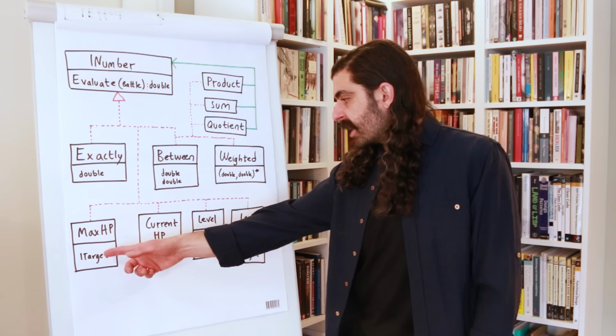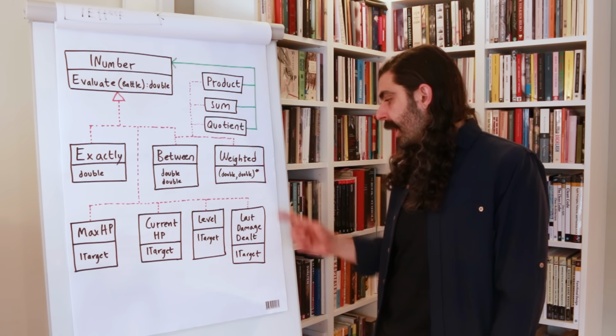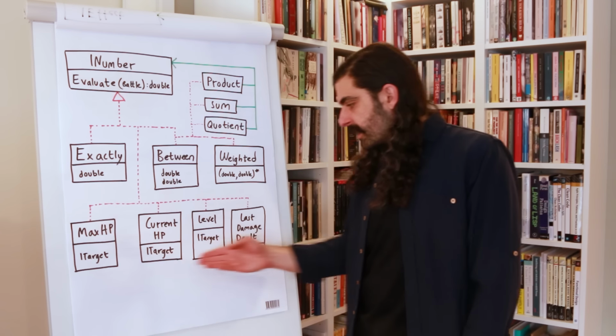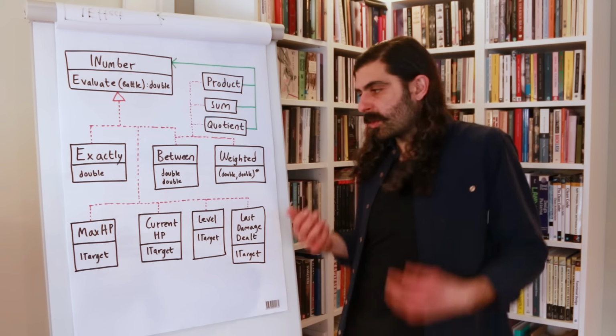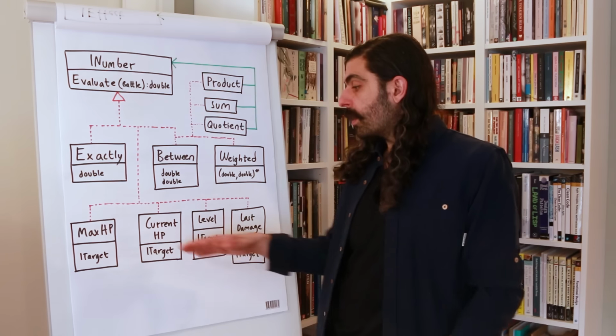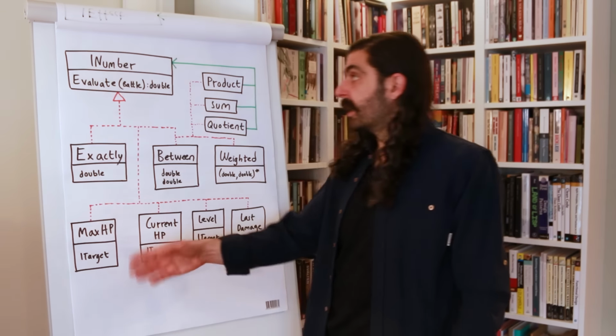Okay, so let's finally talk about these examples of numbers that are sort of Pokemon specific. We have max HP, current HP, level, and last damage dealt. So all of these actually take targets, right? Notice how all of these have an attribute called iTarget. So they're all target specific. They're all numbers that act on a particular target from a battle.